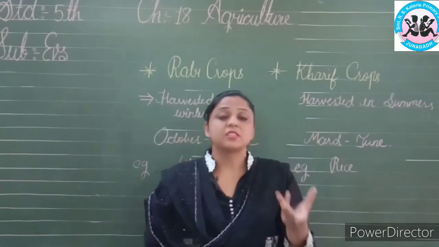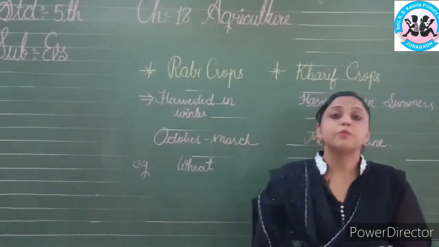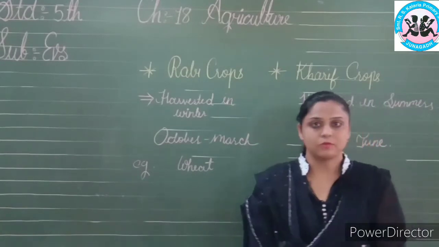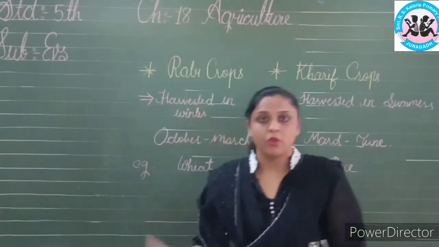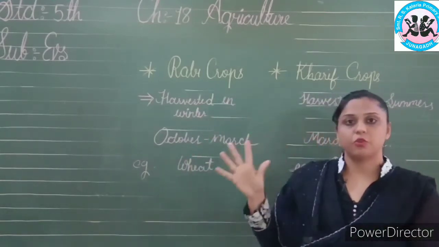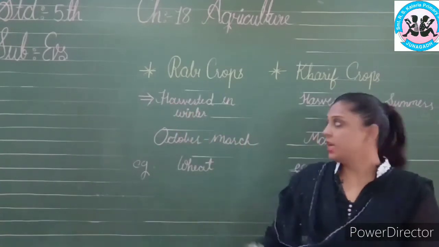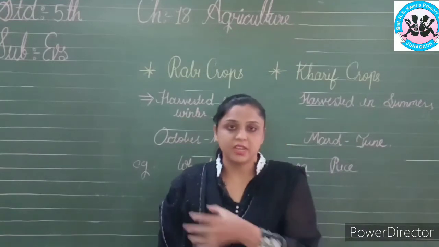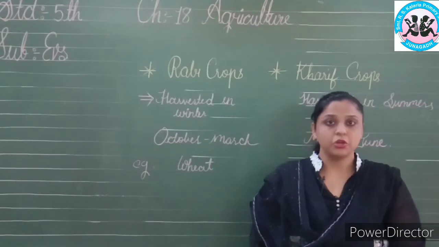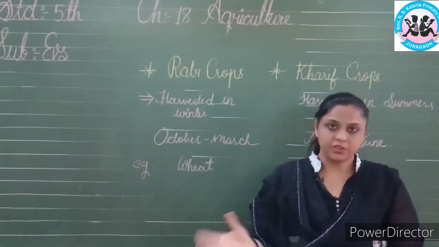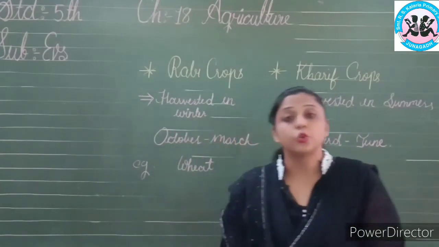Okay. Some crops need more water, whereas some crops need less water. Some crops need more temperature, whereas some crops need less temperature. So these are called the characteristics of crops, by which rabi and kharif crops can be distinguished. This rabi crop is harvested in winter. Why is it harvested in winter? Because these crops need less temperature to grow. In winter we have less temperature, that's why this crop needs less temperature to grow.